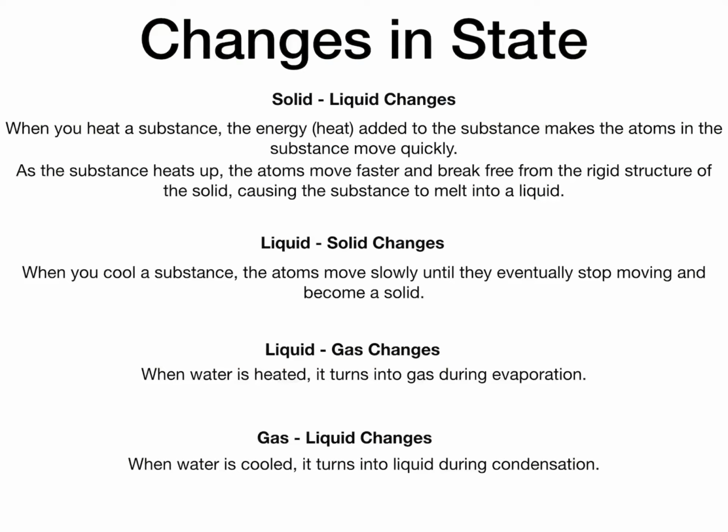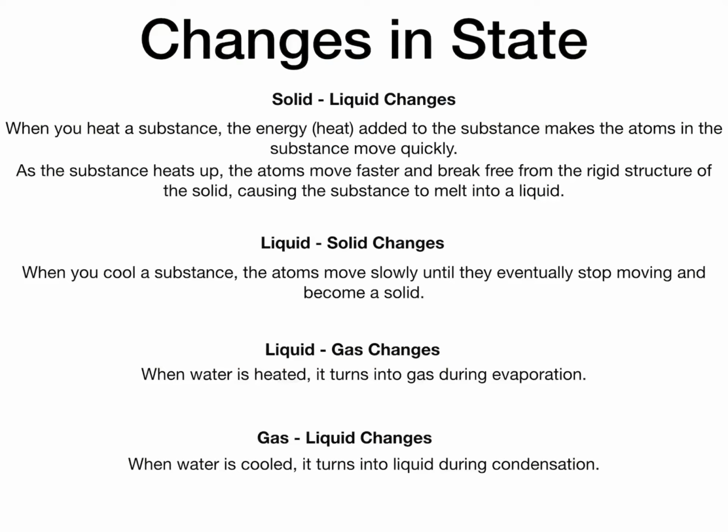All right, so that kind of gave you some visuals for how the particles move around, and some review of the terms that we talked about. All right, so changes in state. This is what she's talking about here. When you heat a substance, the energy or the heat added makes the atoms in the substance move more quickly. As the substance heats up, the atoms move faster and break free from the rigid structure of the solid, causing the substance to melt into a liquid. And that's how a solid changes into a liquid.